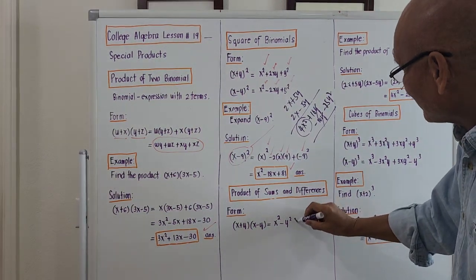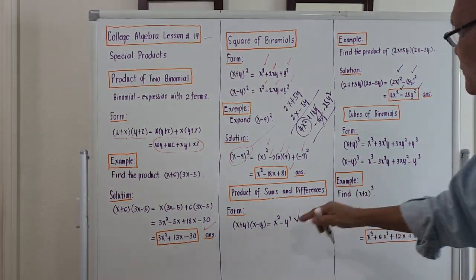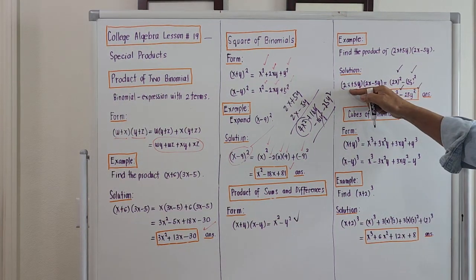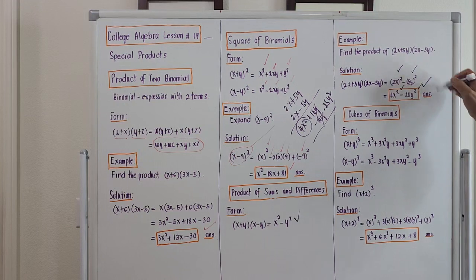So this is correct, right? But for me, I don't have to memorize this. So the answer is just 4x squared, the square of the first one, minus the square of the second one. Okay, that will be our answer.